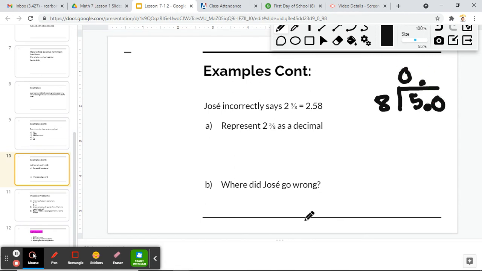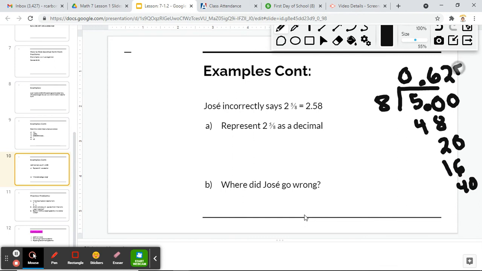How many times does 8 go into 50? Well, I believe it goes in 6 times, right? So 8 times 6 would be 48. 50 minus 48 would be 2. Again, I'm going to bring down a 0 here. How many times does 8 go into 20? I believe twice. 16, 4, bring down the 0, and then 8 will go into 40 5 times. We'll get exactly 40. All right, so that means that 2 5/8 would be 2.625.